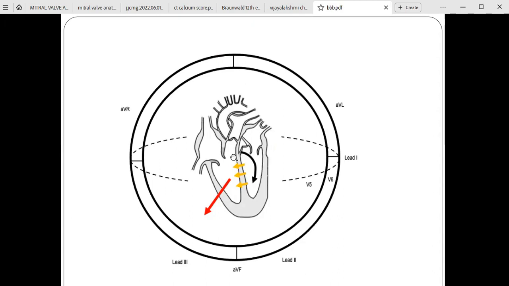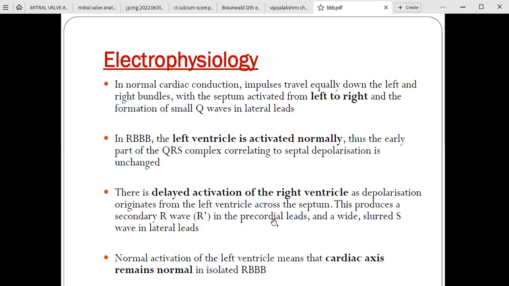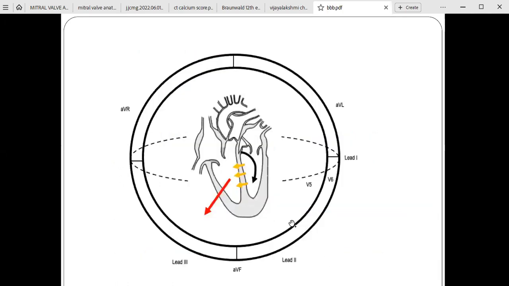In the case of a right bundle branch block, the conduction goes from the AV node to the bundle of His, and then there are the right and left bundles. The left bundle branch is normal. The right bundle branch is blocked in a right bundle branch block. So left side conduction is normal. Initially, there will be activation and depolarization of the left side of the ventricle, followed by slow passing of the depolarization wave from the left side to the right side, because of the right bundle branch block.